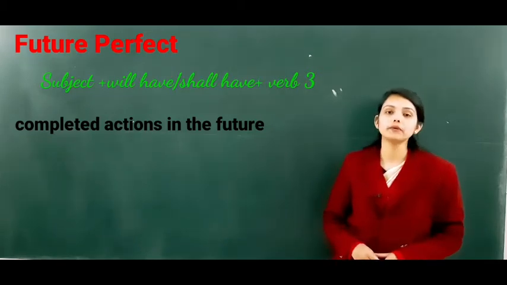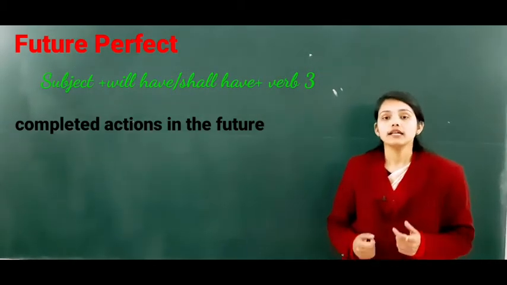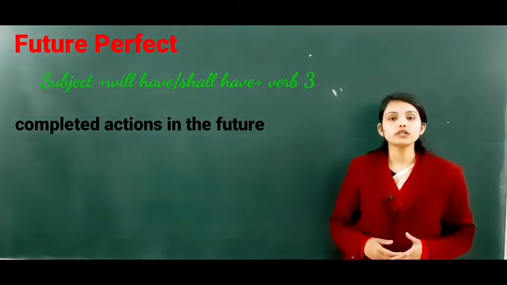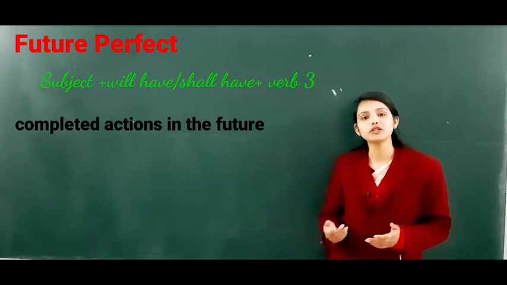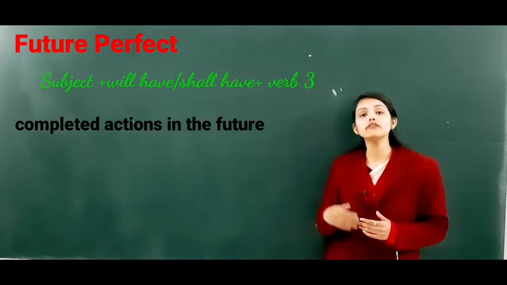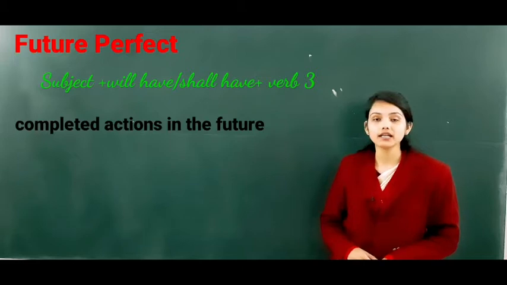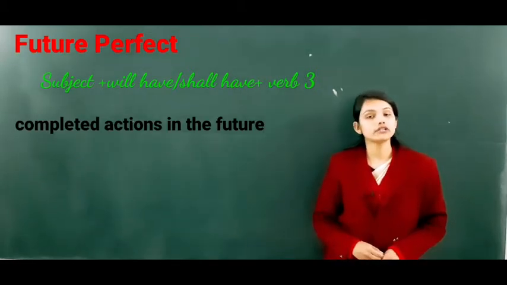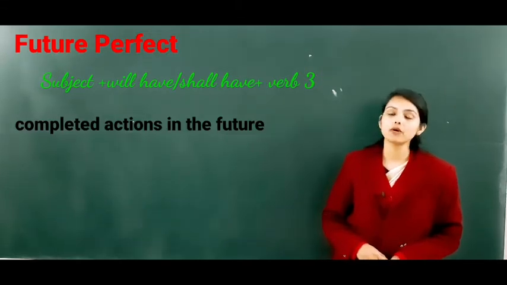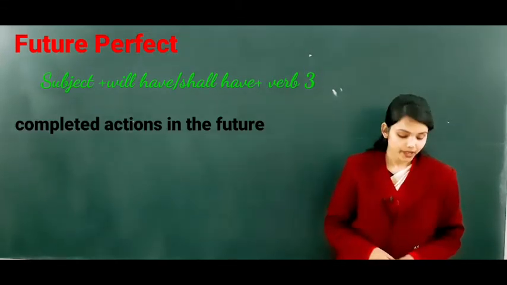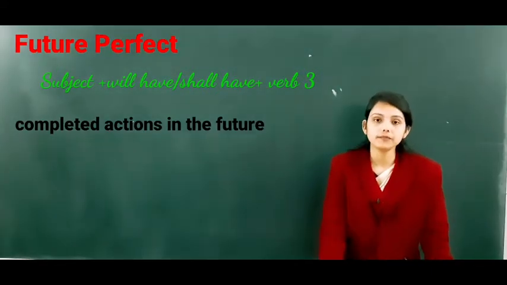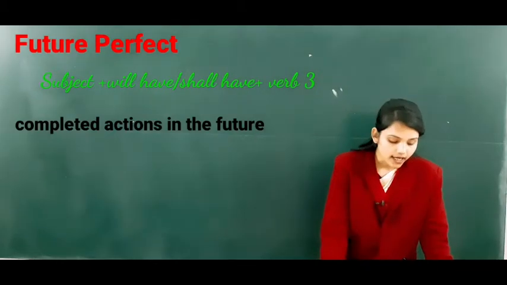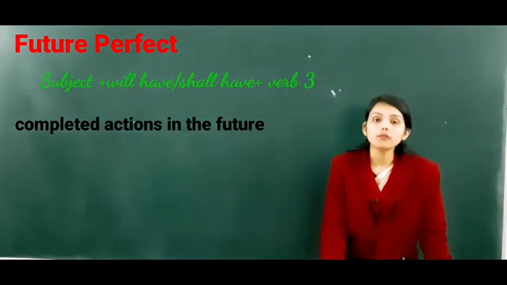Come to the next one, future perfect tense. What is the rule of future perfect tense and when do we use it? It's very simple. We will use future perfect tense when we are talking about completed actions in the future, an action which will be completed in the future. And the rule for it is subject plus will have or shall have plus third form of the verb. Here we will use the third form of the verb because it is a perfect tense, okay? So for perfect we will use the third form of the verb.